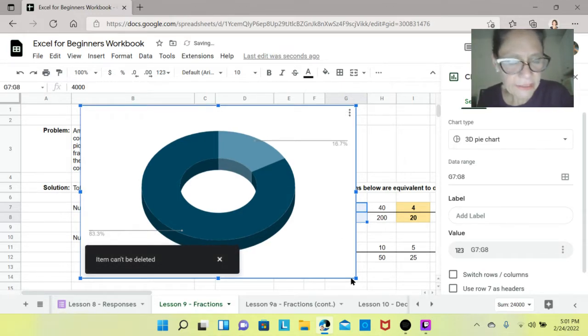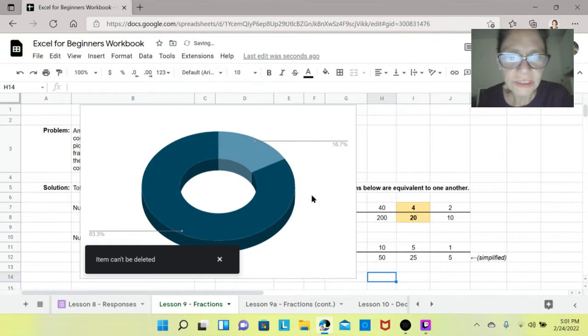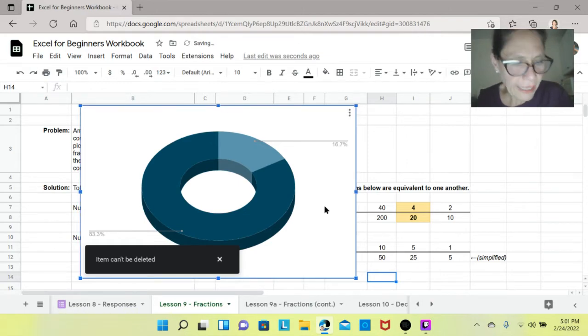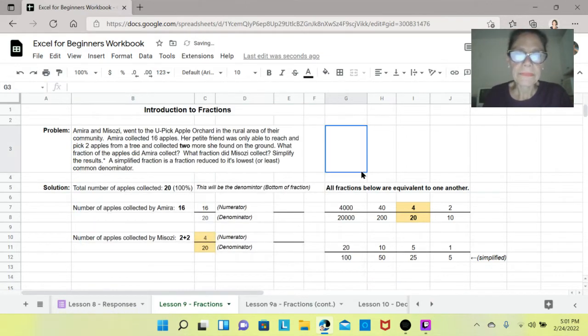Let me highlight this. Make sure that the blue is all around the chart when you want to delete it. Okay. Of course, when I'm actually doing it, I got to get rid of that. Okay, now we can delete it.